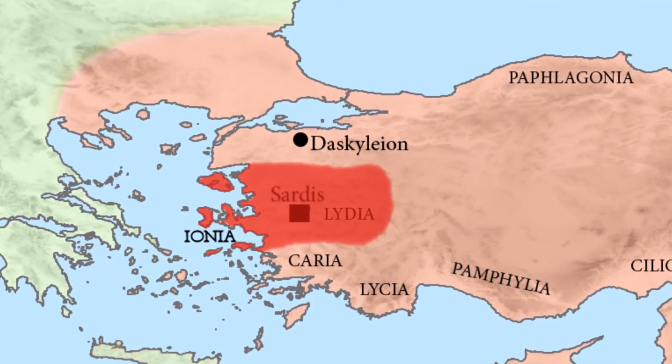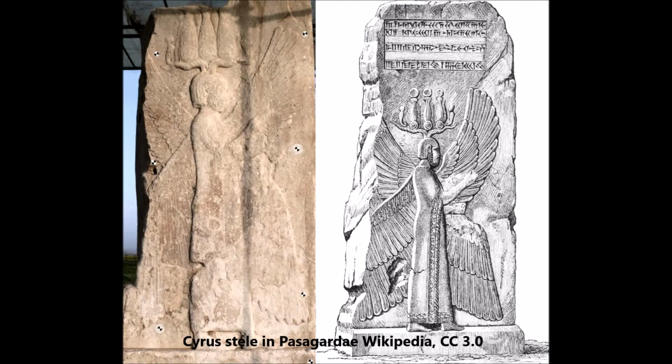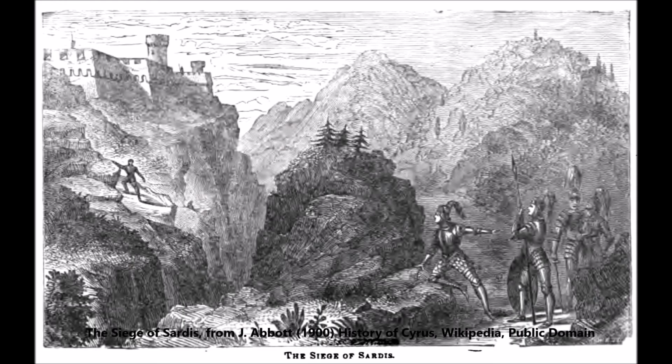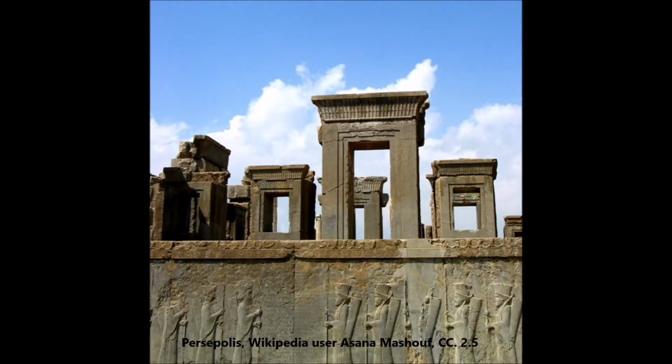Yet Lydian control did not last long. Cyrus I, also known as Cyrus the Great of Persia, conquered both Lydia and Asia Minor, thus bringing the whole area into the Persian Empire. This was around 546 BC.